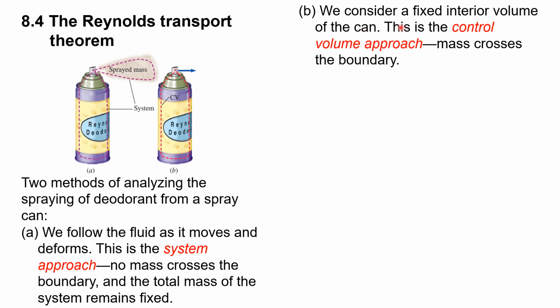And the second approach, we consider the fixed interior volume of the can. So we have a can here. It's a fixed interior volume, but you can press it and the spray can go out. So we call it the control volume approach.